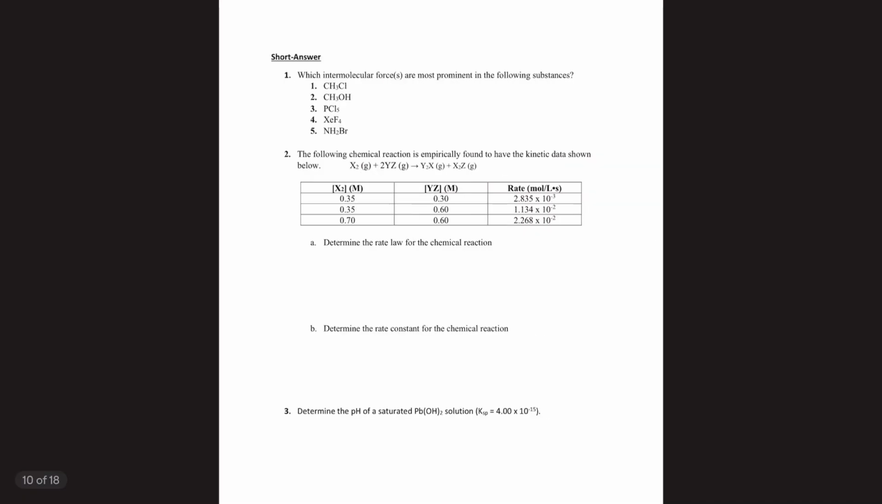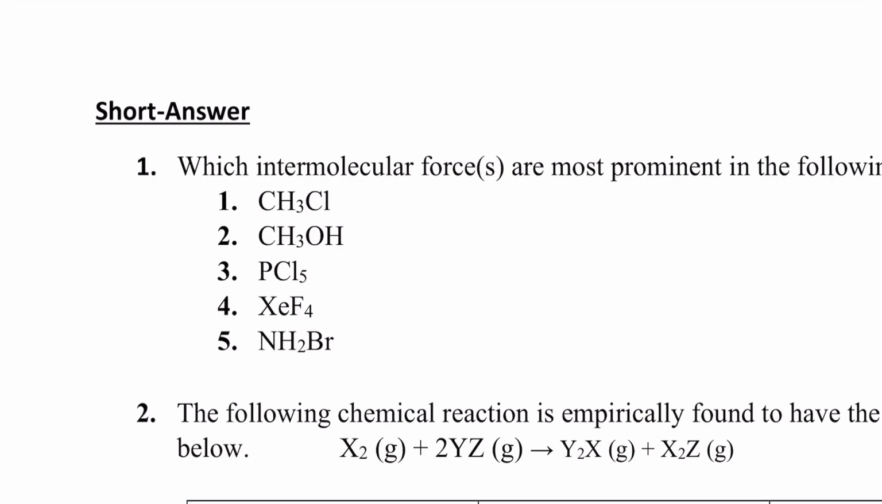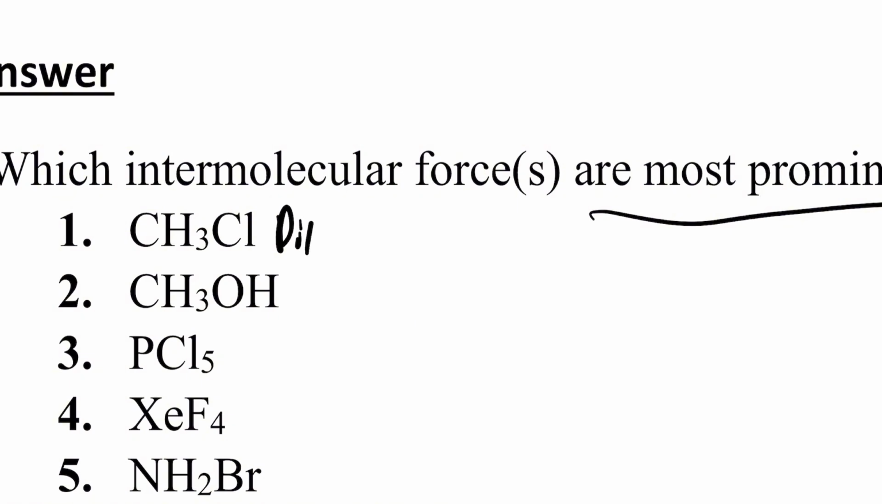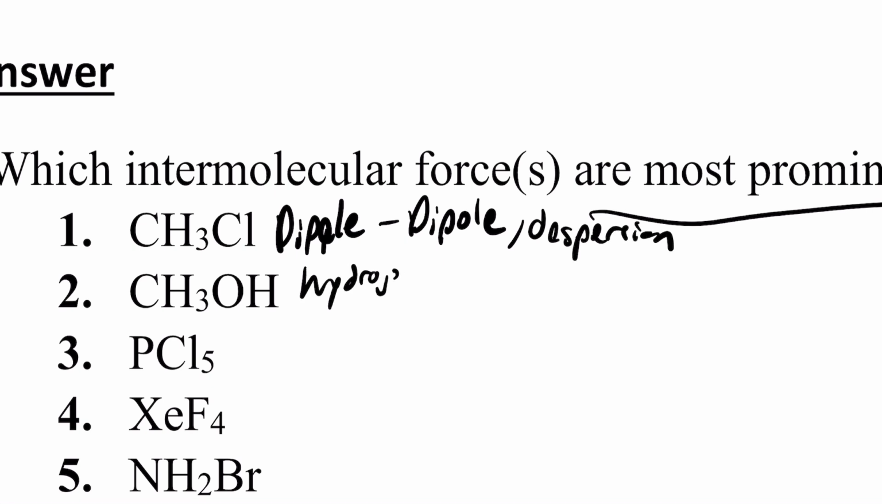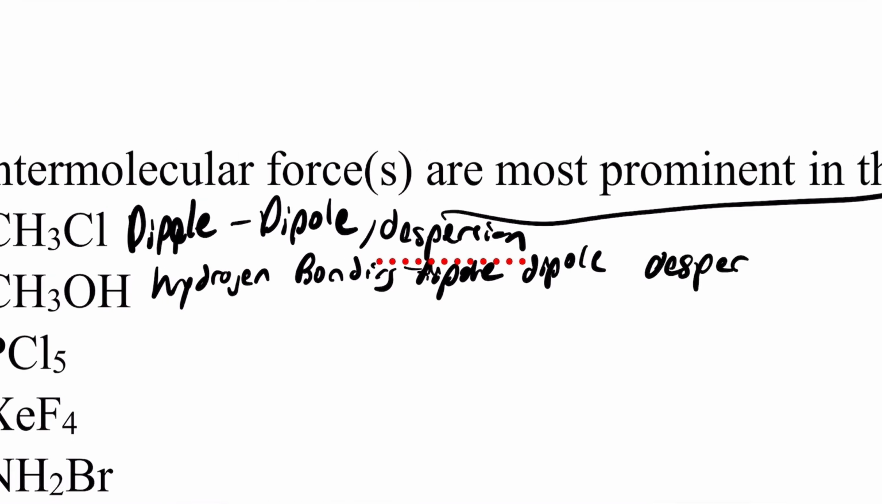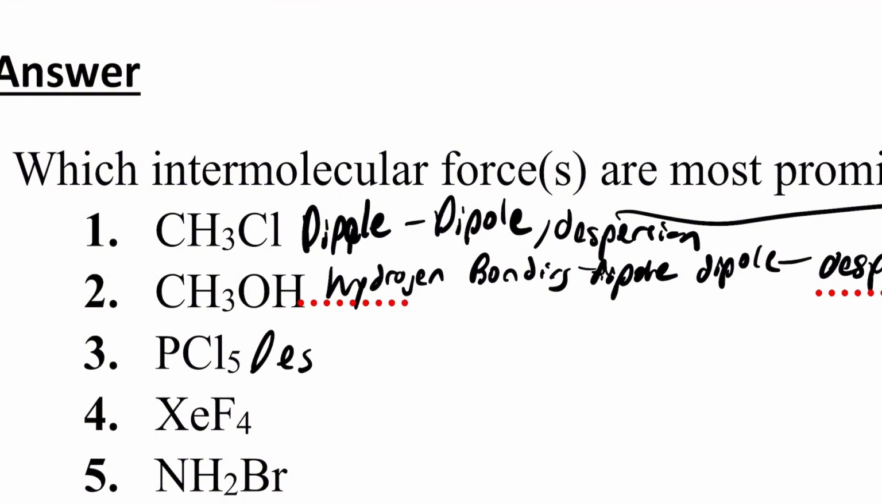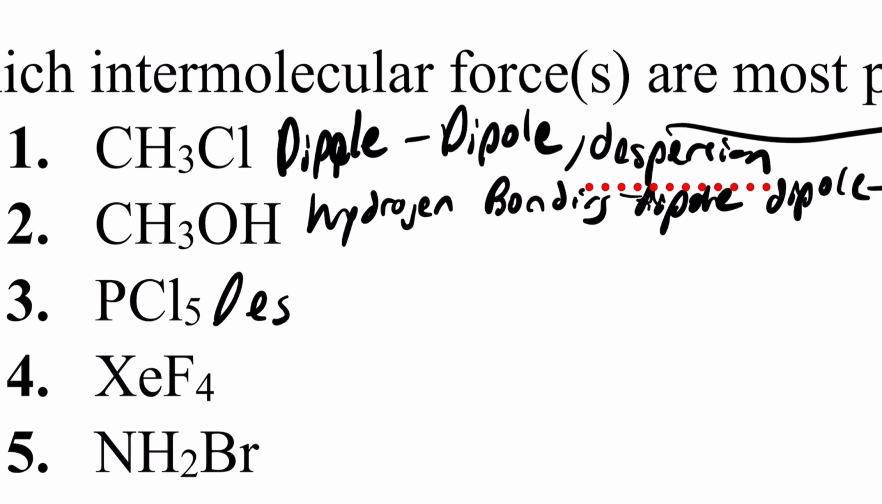All right, moving on. Now we got the short answer questions. What are the intermolecular forces that are most prominent? Most prominent, dipole-dipole, and then I guess you could say dispersion. Over here, hydrogen bonding, dipole, this is tedious, and then dispersion. Every molecule has dispersion forces. And then here is just dispersion because this is a trigonal bipyramidal nonpolar molecule.